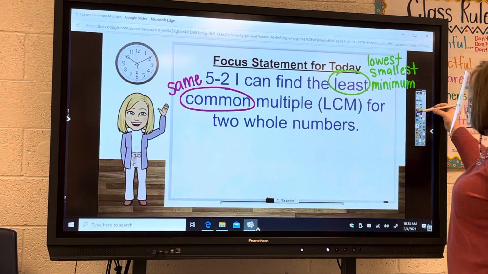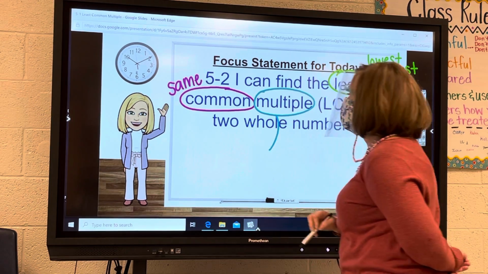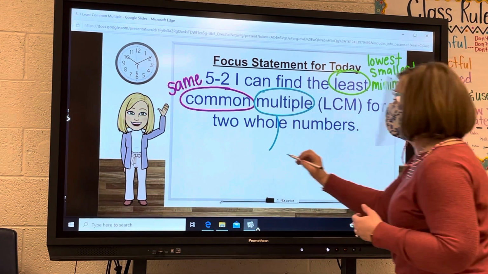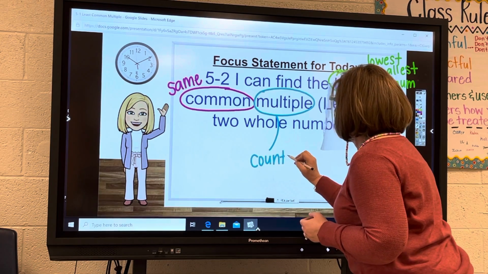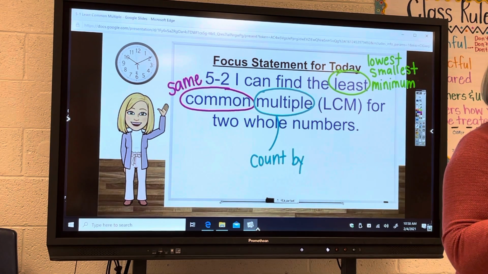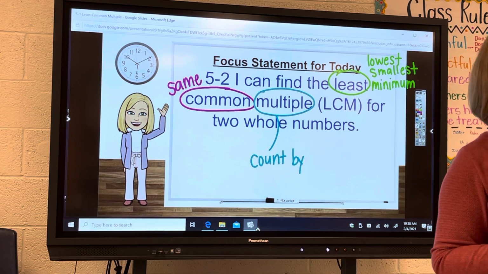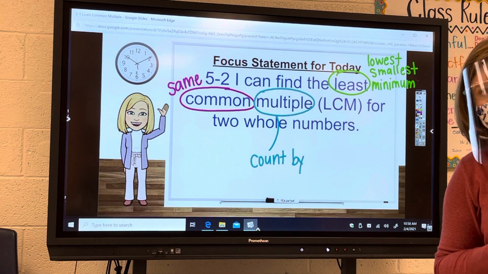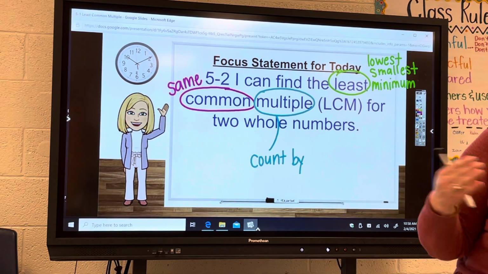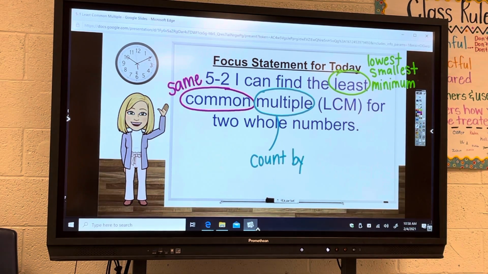Now, multiple is a word that tends to be a little harder to define. Multiple means you count by something, or you multiply to get that, okay? But I'm going to use that term very lightly, all right? So multiples of 2: 2 times 1 is 2. 2 times 2 is 4. 2 times 3 is 6. 2 times 4 is 8. So we're counting by what? 2s. 2, 4, 6, 8, 10, 12, on and on, all right?